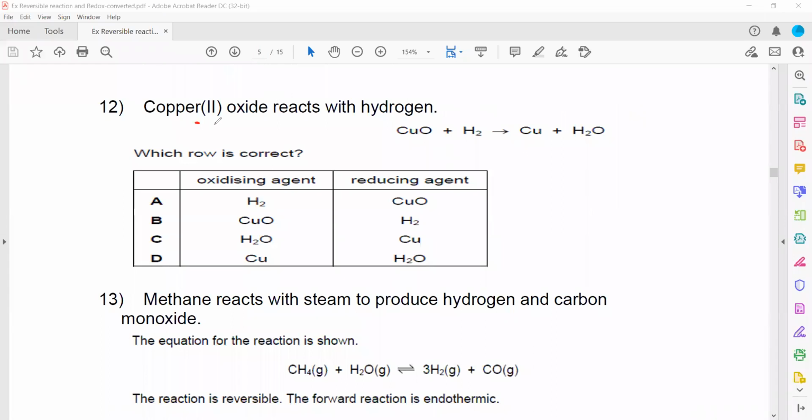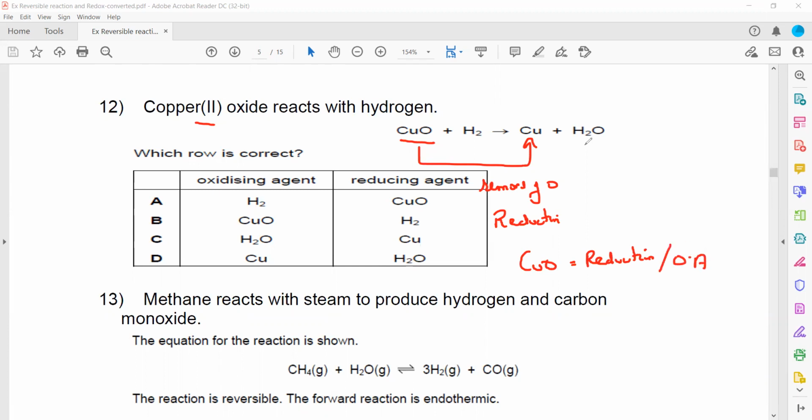Copper(II) oxide reacts with hydrogen. Oxygen is involved, so you can work it out in terms of oxygen. Copper oxide turned into copper, so it lost oxygen, or oxygen was removed. When there is a removal of oxygen, we call that reduction. So for copper oxide, reduction happened, and it is acting like an oxidizing agent.